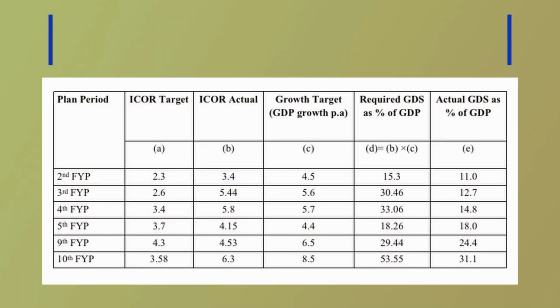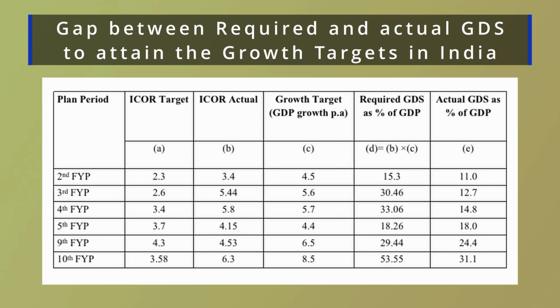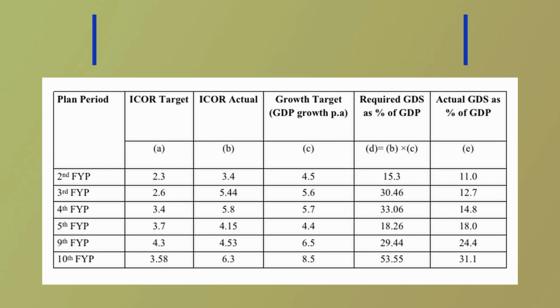And your growth target in every plan I have indicated, and if you now want to achieve this growth target, then you can multiply this rate of growth of GDP with your ICOR, and you get the required gross domestic savings. So in column D, we are getting the required gross domestic savings as a percentage of GDP. But the actual gross domestic savings as a percentage of GDP was much lower. Therefore, this is one of the crises. That means in India, the gross domestic savings is rising, but it was not sufficient to achieve the growth target. That is the point.